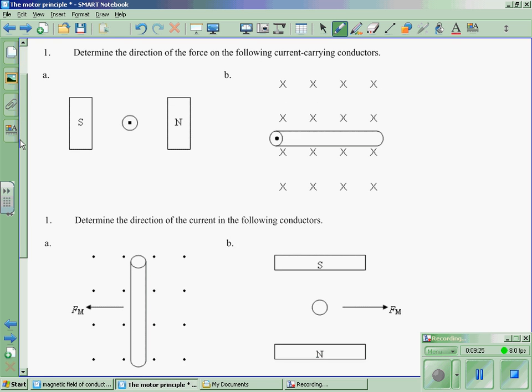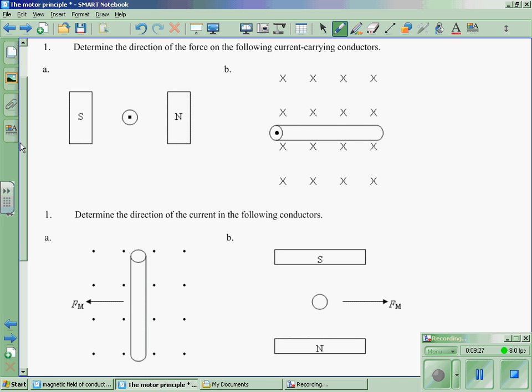Here are some sample problems I want you to have a look at. In diagram number 1A, which is this one over here, I want you to take a look at the two permanent magnets. We have a south and a north. As we said before, we're going to start off by drawing the external magnetic field lines. You know for a fact that external magnetic field lines always go from north to south.